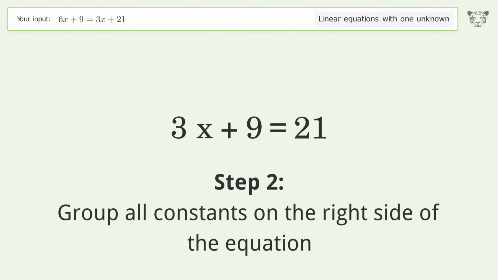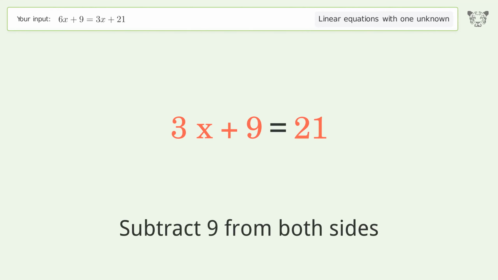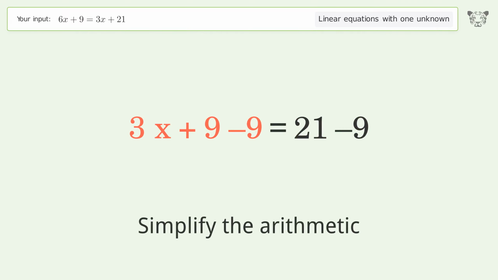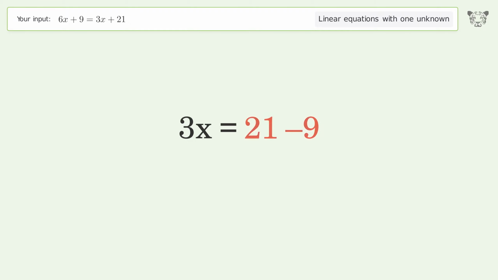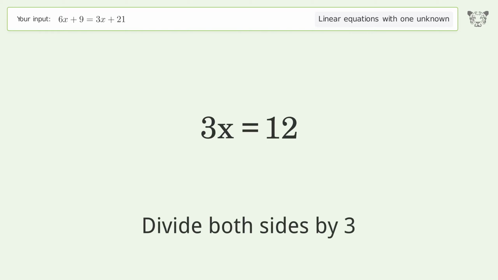Group all constants on the right side of the equation. Subtract 9 from both sides. Simplify the arithmetic. Isolate the x. Divide both sides by 3.